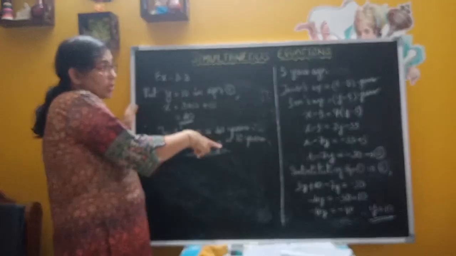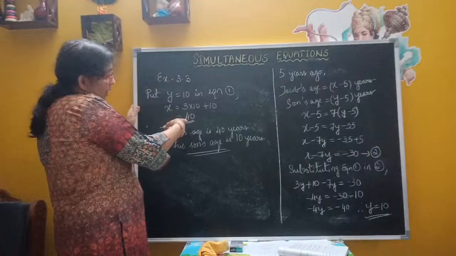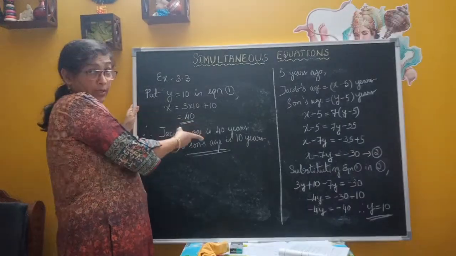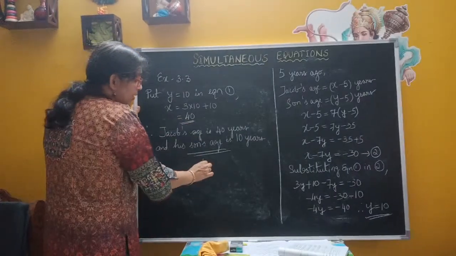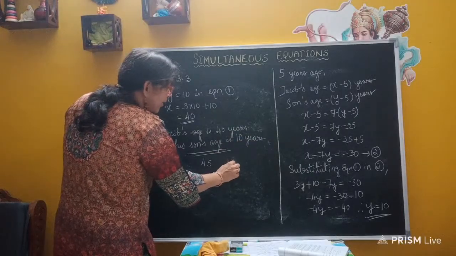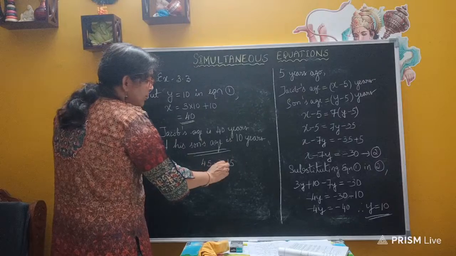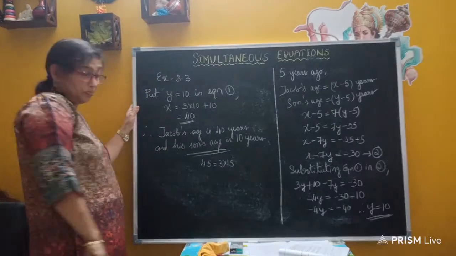According to the question, 5 years hence, after 5 years, Jacob's age will be 45 years. Then the son's age will be 10 plus 5, that is 15 years. How many times more? 45 is 3 times 15.